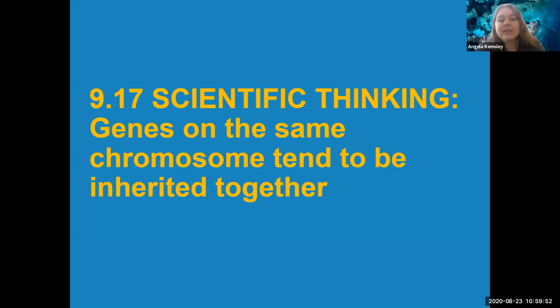All right, so genes on the same chromosome tend to be inherited together. Now remember, there is some crossing over where during meiosis, sometimes homologous chromosomes will swap pieces. So this doesn't always happen, but for the most part, genes that are on the same chromosome are going to be inherited together because you're passing on a whole chromosome for the most part.